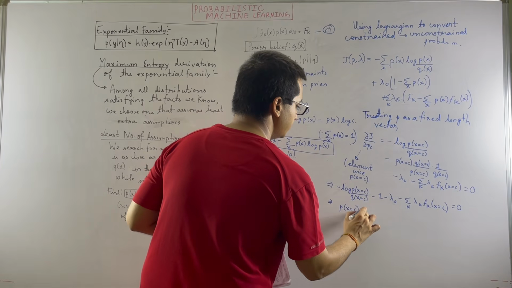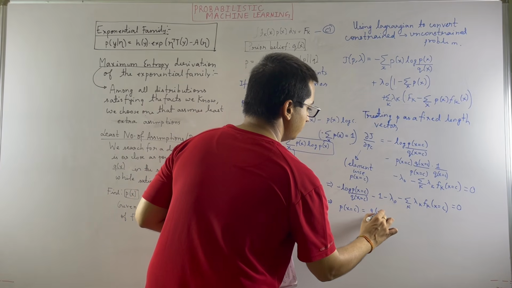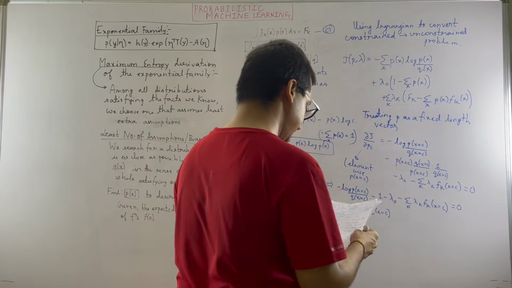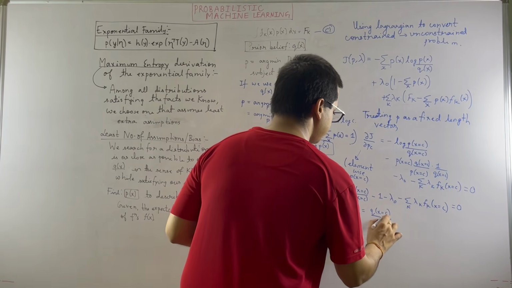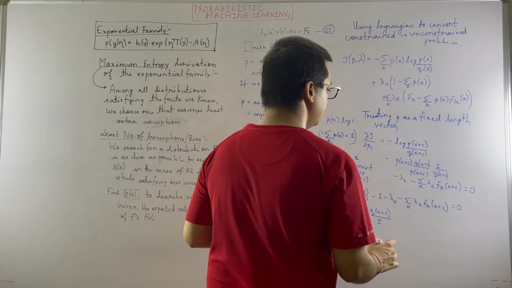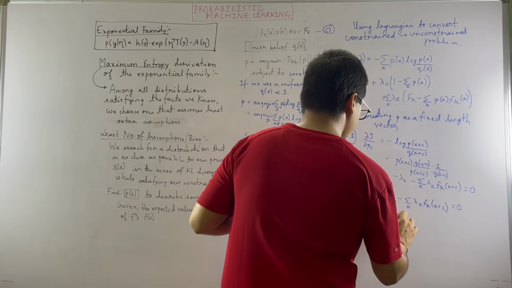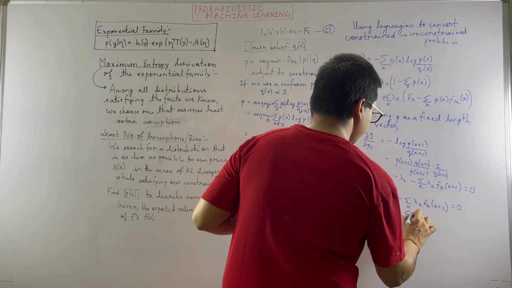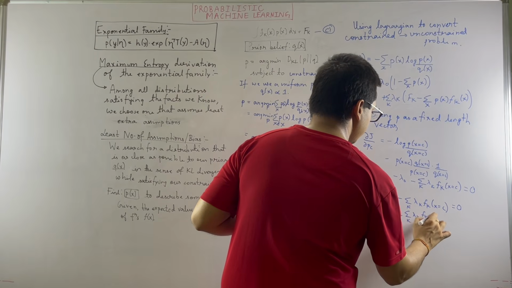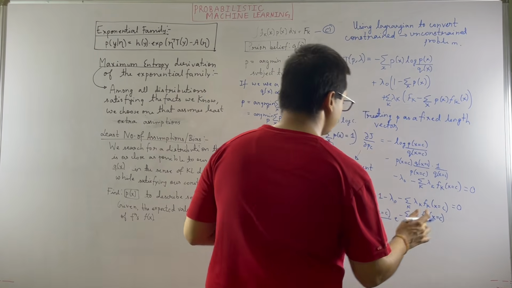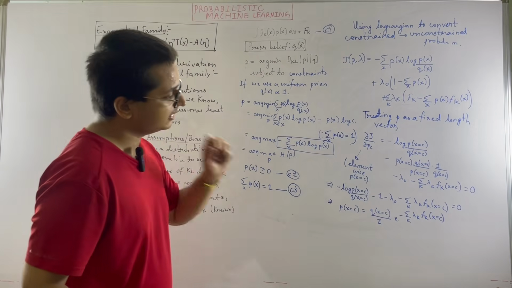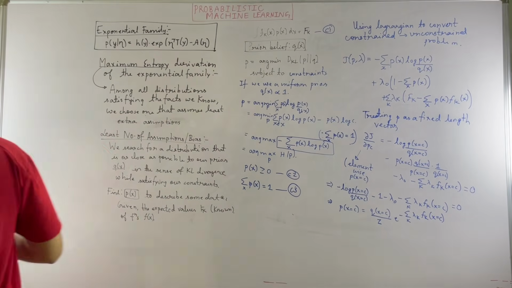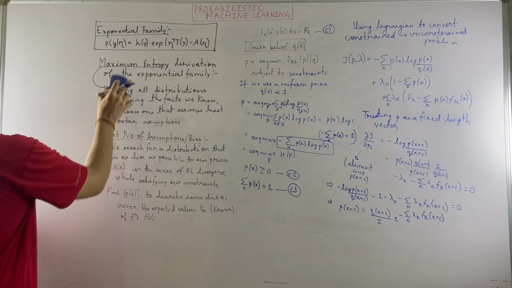P of x equal to c is equal to q of x equal to c, divided by z, into e to the power minus summation k lambda k f k x equal to c. So this was for element wise. So for each element, I can write it down. Let me write it down clearly. What do I get?